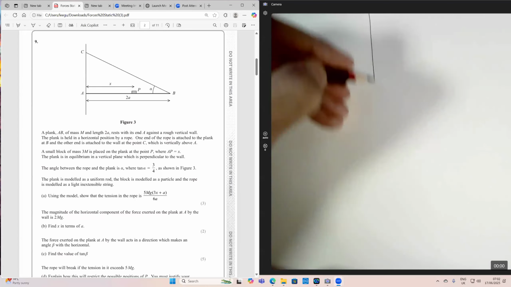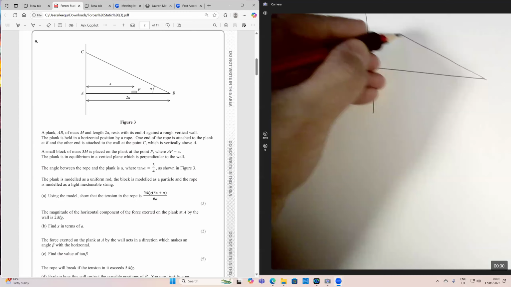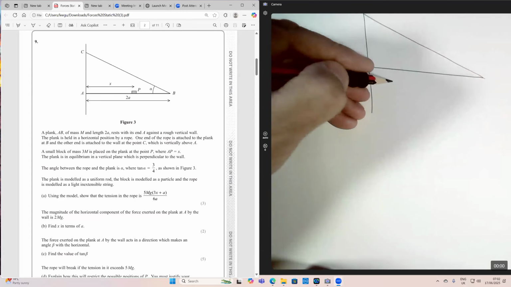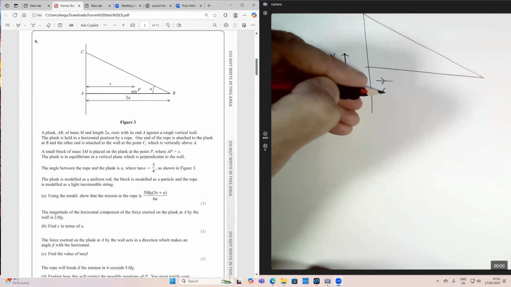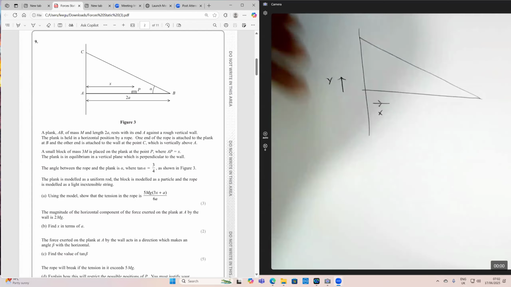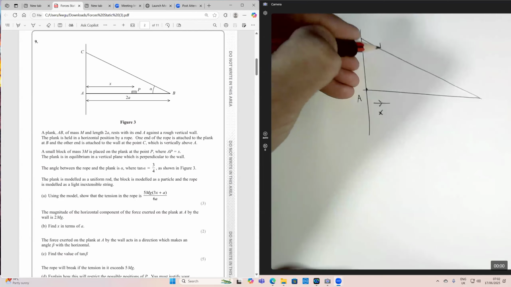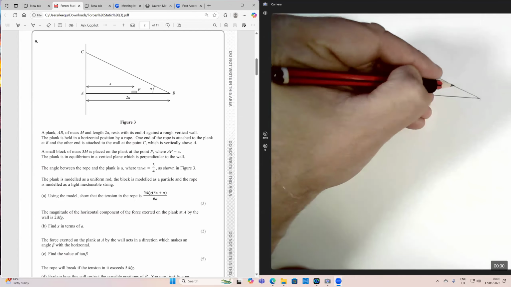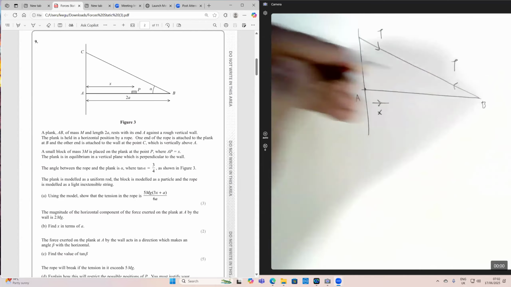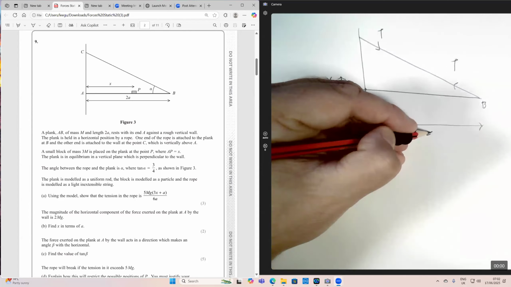The fact that the wall is rough means that there is going to be a vertical component of the friction, which I'm going to call Y. There will also be a horizontal force, a horizontal component of the normal reaction, which I'm going to call X, and that is our A. We've got the tension in the string here, and this is B. And the length of the whole thing, as we can see, is 2a.